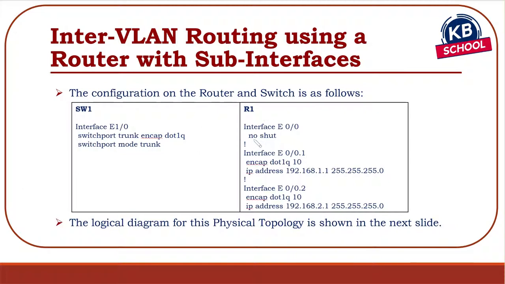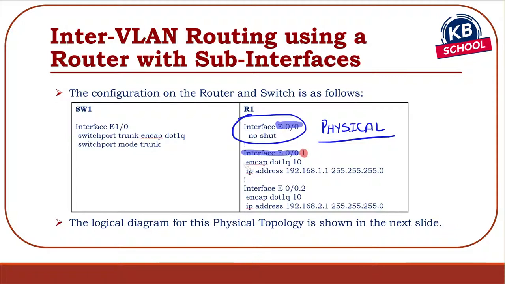Now what do you do on the router to support this? On the router you do a no shut. You only need to do the no shut on the physical interface. Okay, but you don't assign any IP addresses under E0/0. What you do instead is you create a sub interface. And how do I create a sub interface? E0/0, the same physical interface, and your .1, I'll put it in perspective. So this is your physical interface. This is your .1, which is your sub interface.